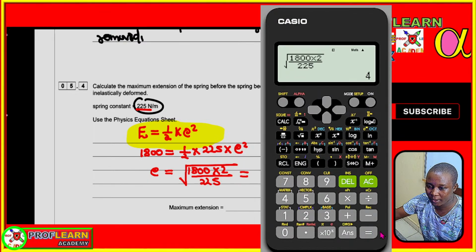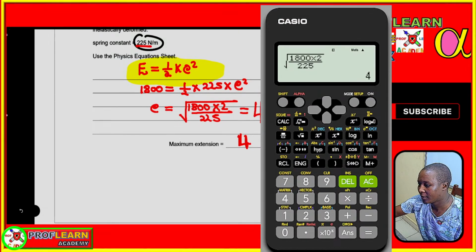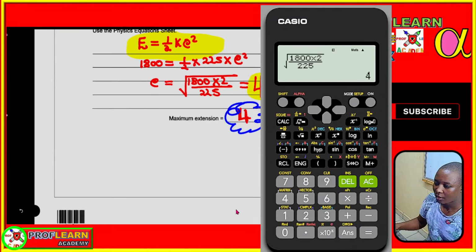So if you press the equal sign, we're going to get our answer equivalent to 4. So our answer is basically 4 here. And then we need to say this is in which units? In meters. So we are going to transfer it down here just to make the examiner happy.